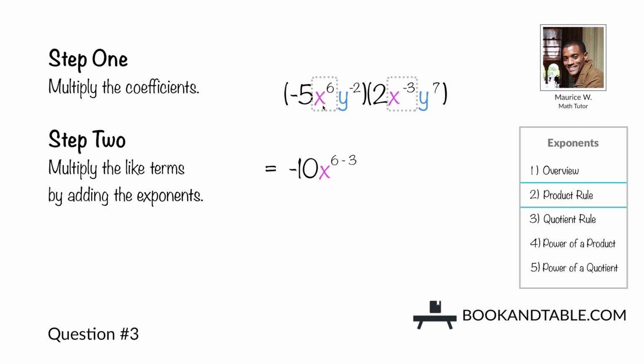So for our x's, x to the 6 times x to the negative 3 is equal to x to the 6 minus 3. Remember, positive 6 plus a negative is the same as just subtracting it. So x to the 6 minus 3 is equal to x to the 3. And then lastly, the y. Y to a negative 2 times y to the 7th is equal to y to the negative 2 plus 7, which gives us our final answer of negative 10 x to the third times y to the 5th.